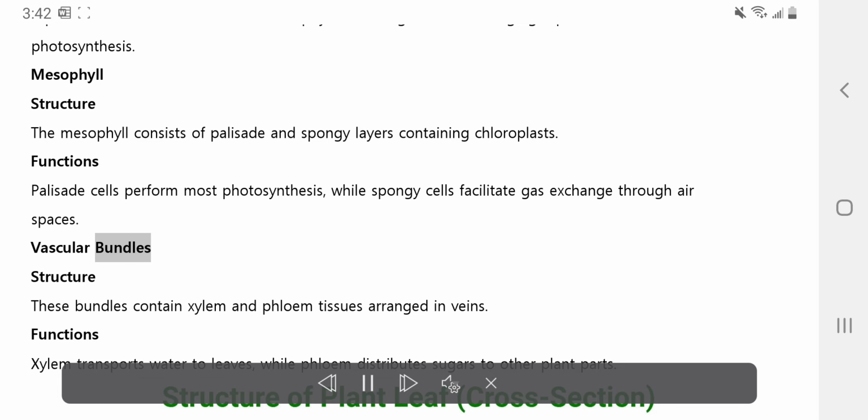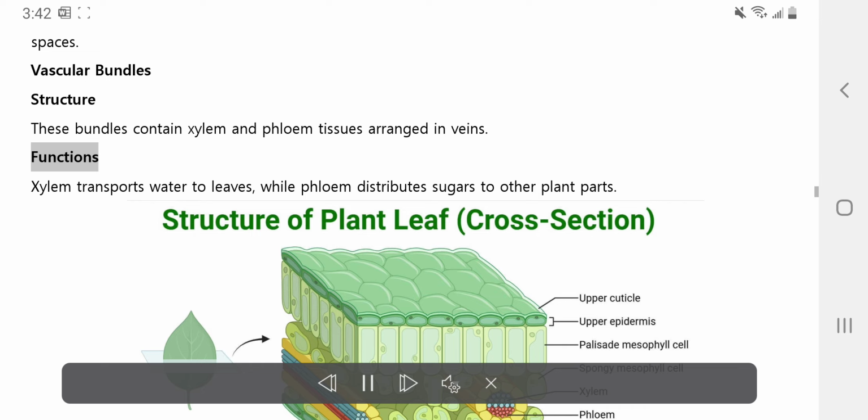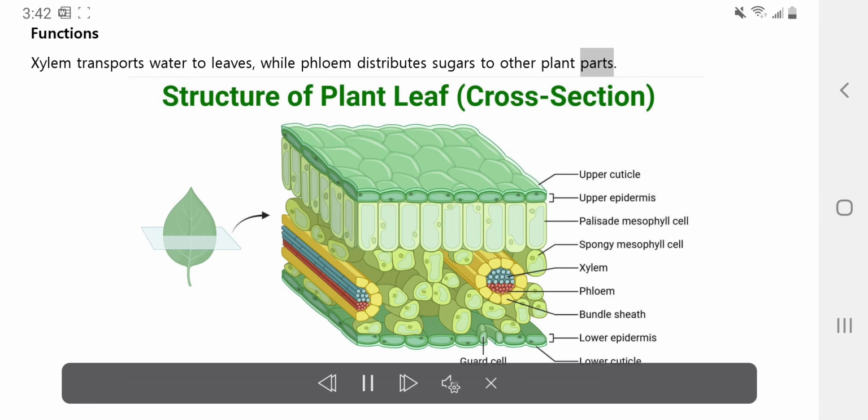Vascular bundles. Structure. These bundles contain xylem and phloem tissues arranged in veins. Functions. Xylem transports water to leaves, while phloem distributes sugars to other plant parts.